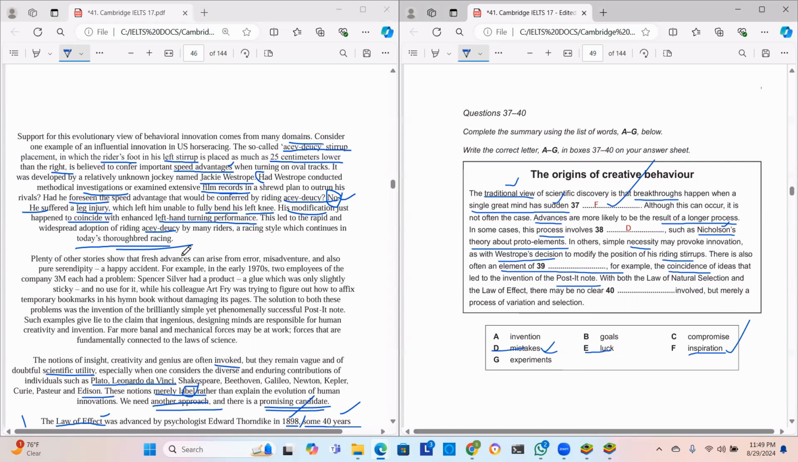Because he suffered a leg injury, he has to adjust his left knee in comparison to the right knee. And it happened to be a good one, right? It turned out to be a good experiment. So yes, see, his modification just happened to coincide with enhanced left hand turning performance. So performance obviously increased. This led to the rapid and widespread adoption of this by many riders. Yes. So there is also often an element of luck, for example. So I think this should be E.